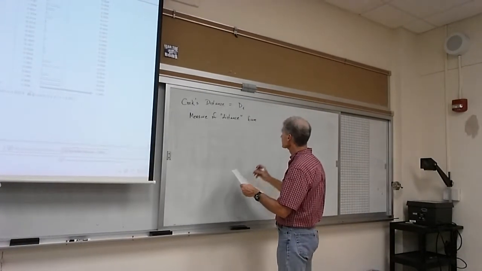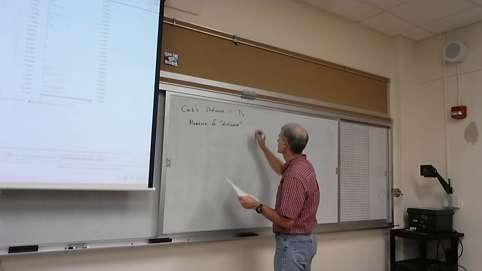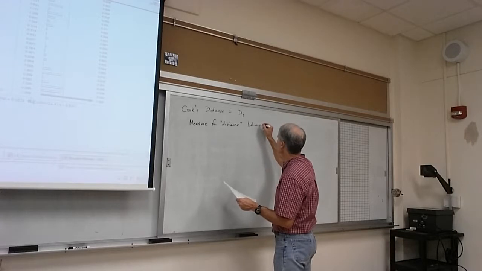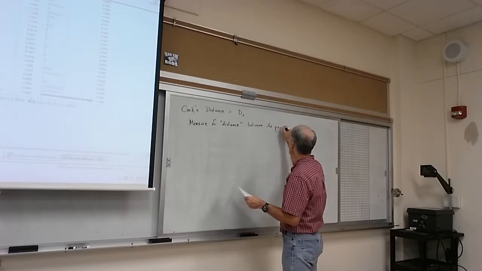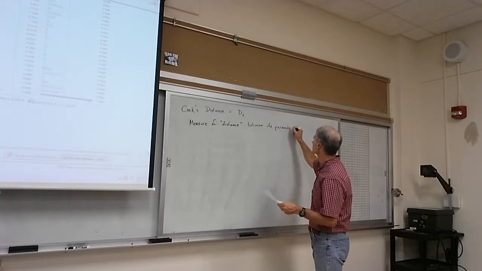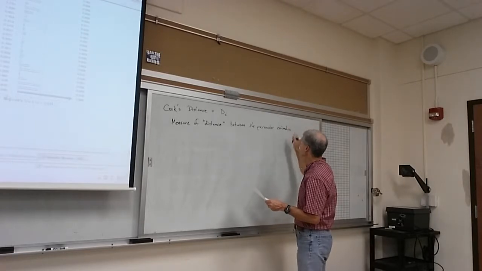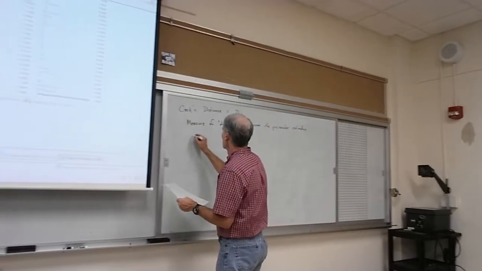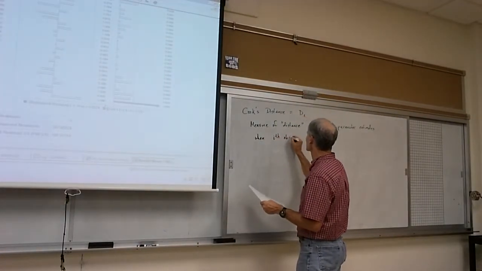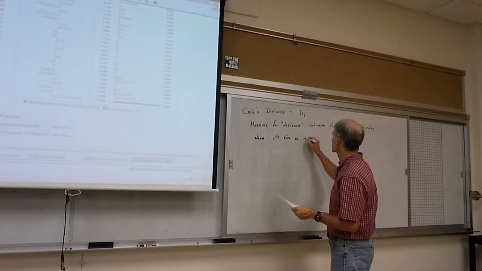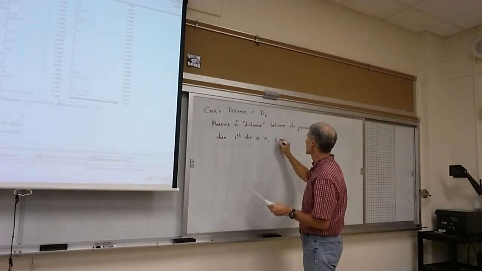I don't want the word from, I want between. Distance between the parameter estimates when the ith observation is in and when it's out.